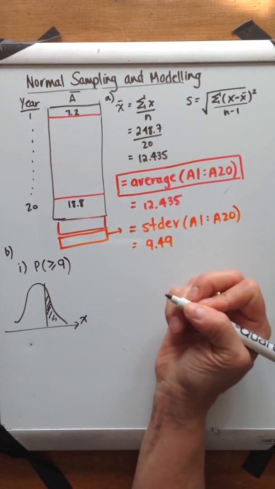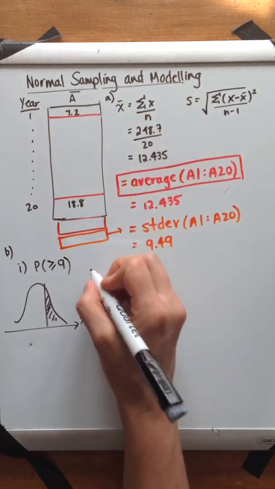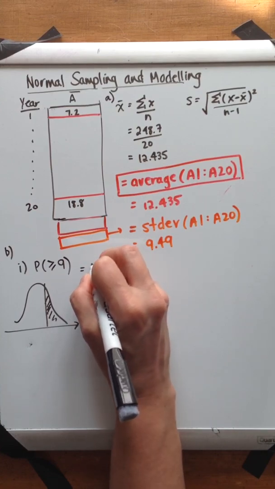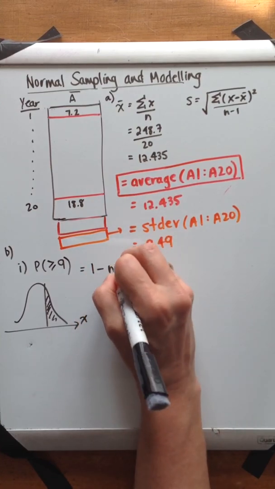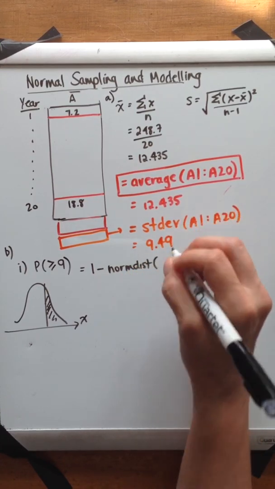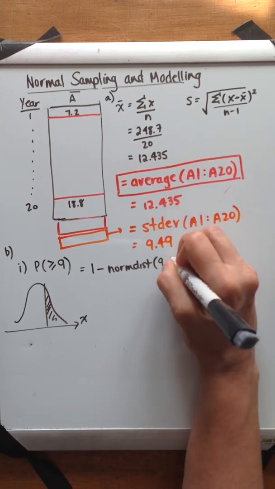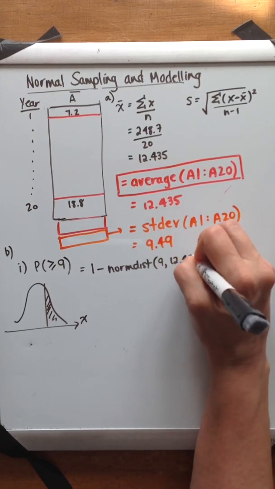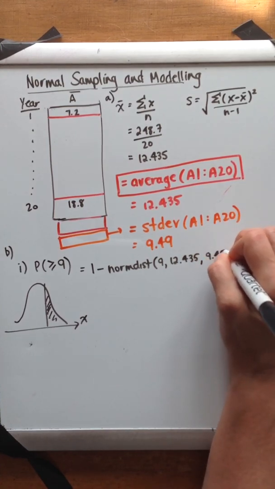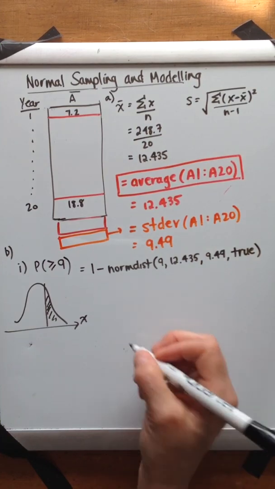In this case, our random variable x will be the return rate. So in order to punch it into Google Sheets, find another cell anywhere in your spreadsheet, and in that cell you'll type in equals 1 minus norm dist, and we've got the value of x, which is 9. We've got the mean, which is 12.435. We've got the standard deviation, which is 9.49, and then in Google Sheets we end with the word true.